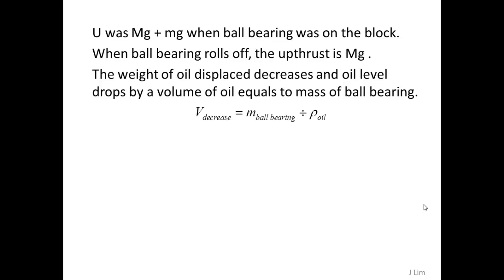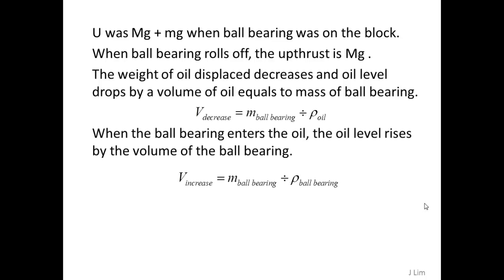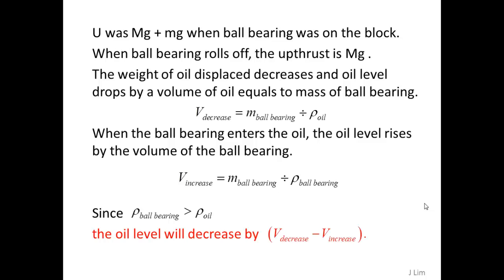So V decrease will be equal to the mass of ball bearing divided by the density of the oil. When the ball bearing enters the oil, the level rises by the volume of the ball bearing. So the V increase will be equal to the mass of the ball bearing divided by the density of the ball bearing. Since the density of the ball bearing is larger than the density of oil, the oil level will decrease by the amount V decrease minus V increase.